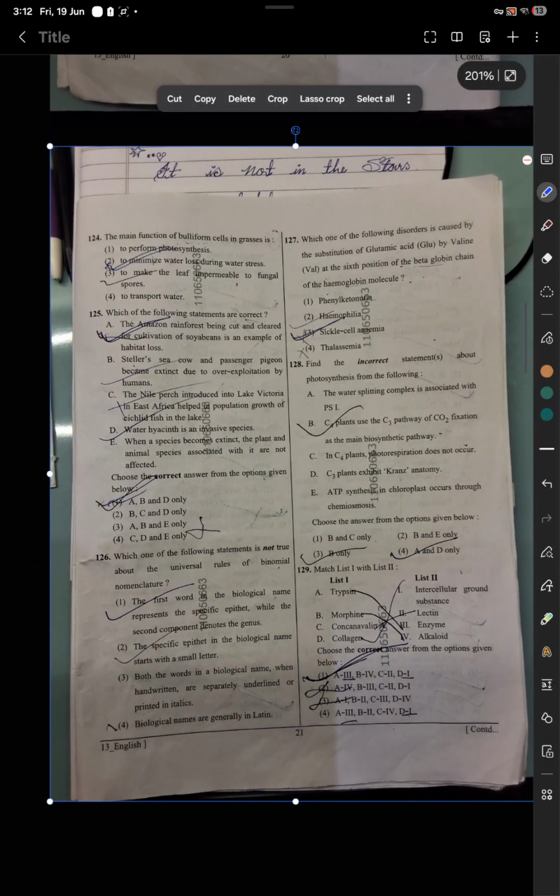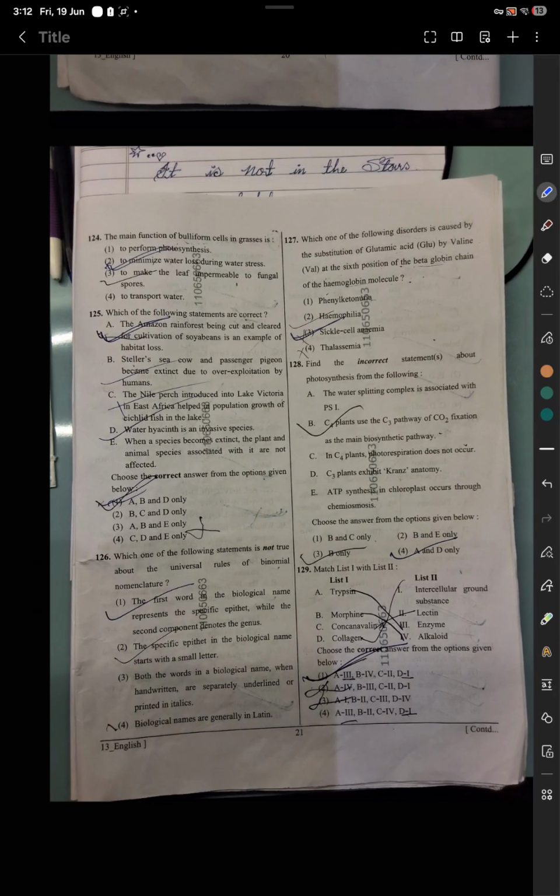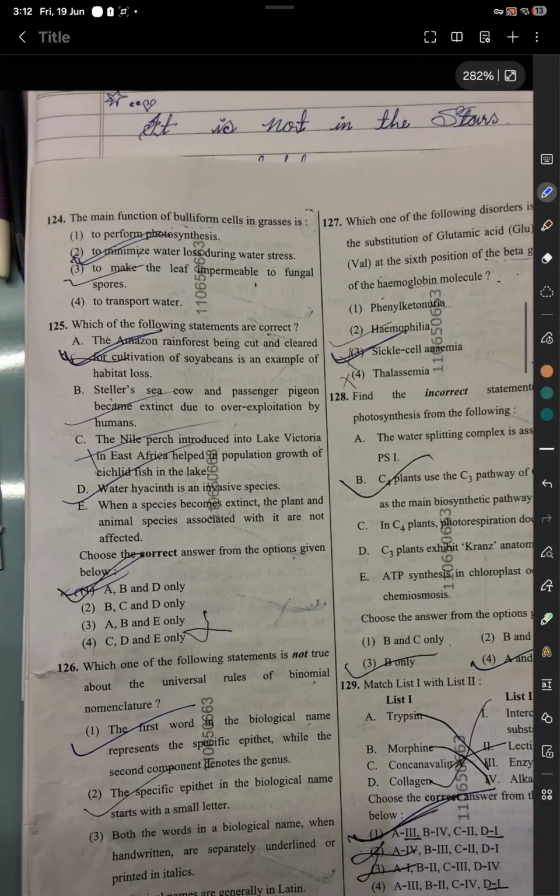So question number 124. The main function of bulliform cells in grasses is, option number 2 is correct. Which of the following statements are correct? So it's asking correct statements. Okay, so option number 1 is correct, like option A, B and D are correct and C is wrong.